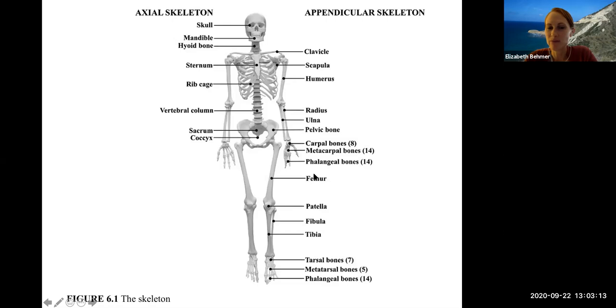Then you have your femur, which is the largest bone in the body. The patella is your kneecap. Your fibula and tibia are parallel to each other in the same way that your radius and ulna are. So your fibula and tibia are in the lower leg, and then you have tarsal bones, your ankle bones. Metatarsal bones are in the sole of your foot, and then you have phalangeal bones in the digits of your toes. And again, there are so many because your toes will bend, so each bending is a different bone.